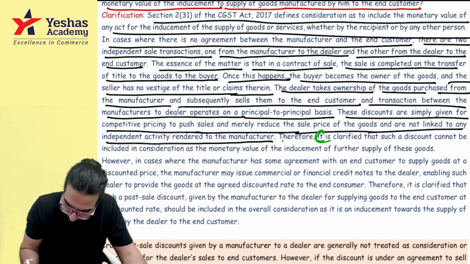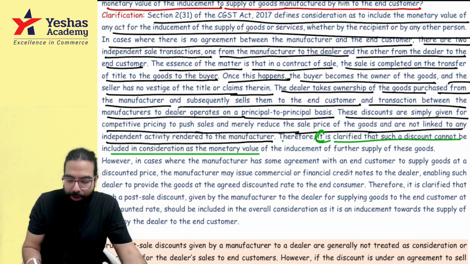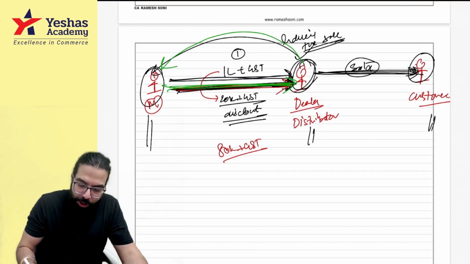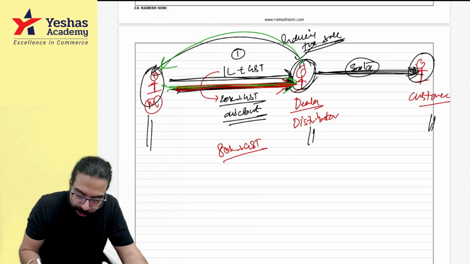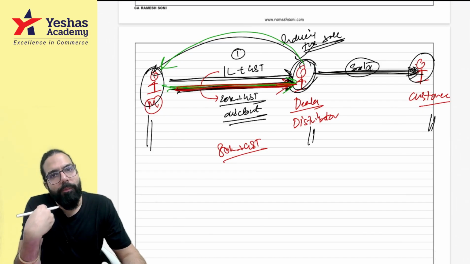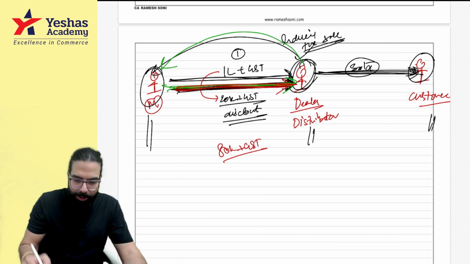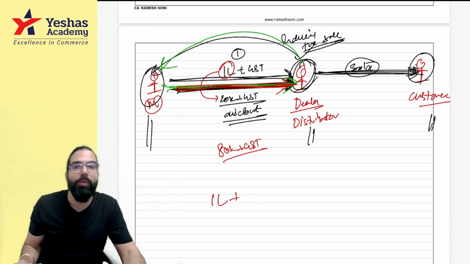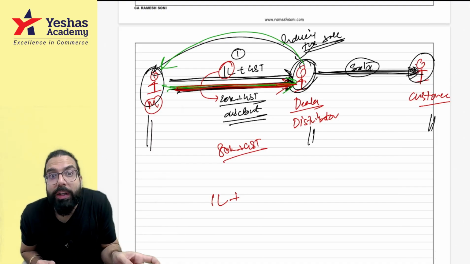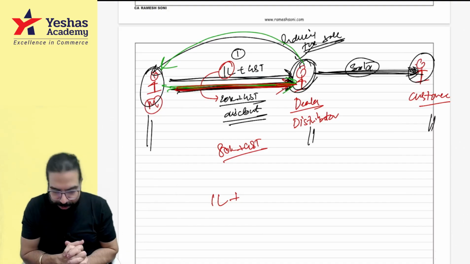Therefore, it is clarified that a discount cannot be included in consideration as monetary value of inducement of further supply of these goods. You can't go ahead and say that, sir, this 20,000 will attract GST. Sir, simple as that. I went ahead and gave him 20,000 rupees back, and I gave him the GST back, as a post-sale discount. You can't say my value of supply is 1 lakh only and you want GST. No, government, simple it is. I gave him a discount and I returned his GST. So that 20,000 plus GST will not be included in the value of supply. Is this point clear to all of you? Yes, sir, this point is clear.